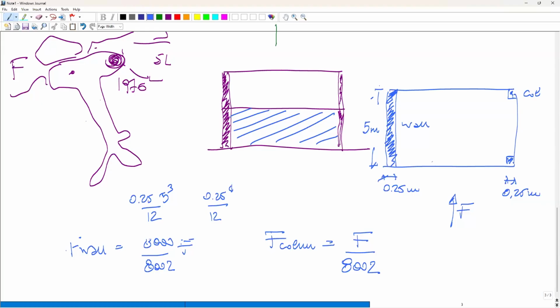But what happened? Well, it happened that when the earthquake came, this force here, imagine that this was 10 meters, has an eccentricity of 5 meters. But as a matter of fact, since the center of stiffness was more or less in the center of the wall, all the torsional effect went on the columns.